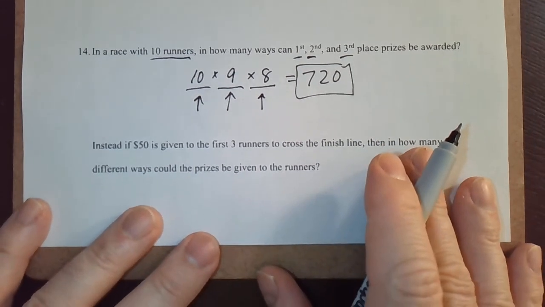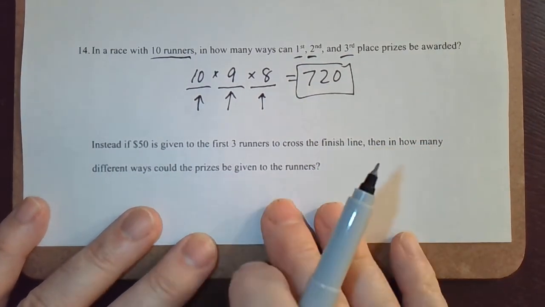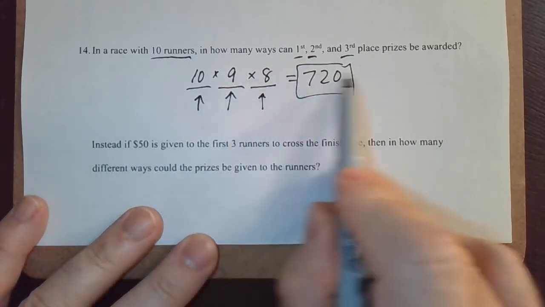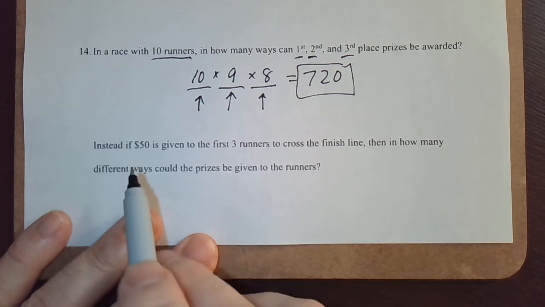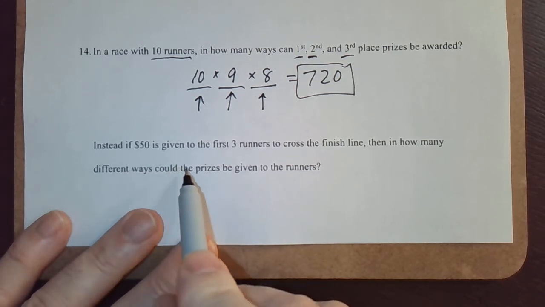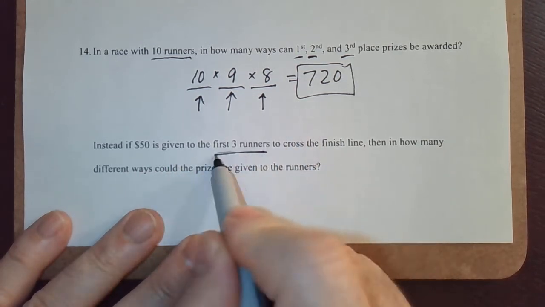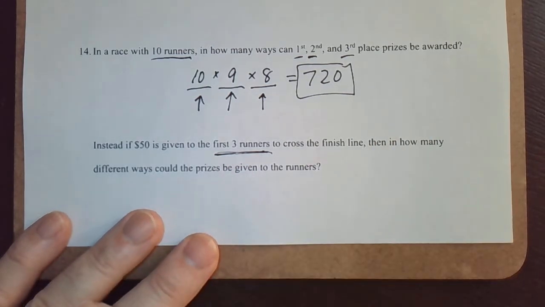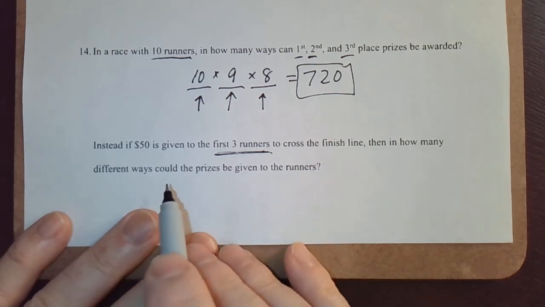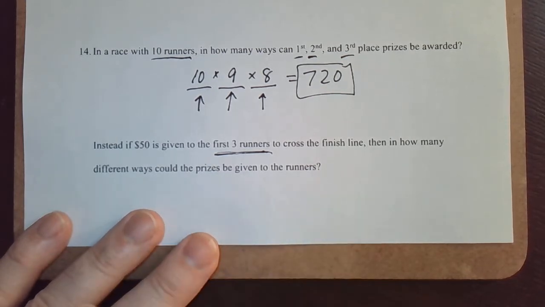Now, what kind of a problem is this question going to be? This was a permutation problem. Order mattered. Instead, if $50 is given to the first 3 runners, doesn't matter what order they came in, $50 goes to the first 3 runners. And how many different ways could those $50 be given to three different runners?